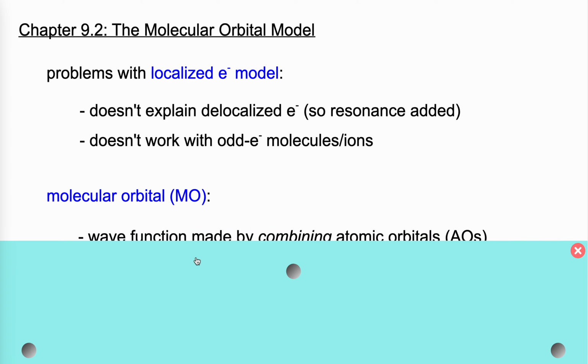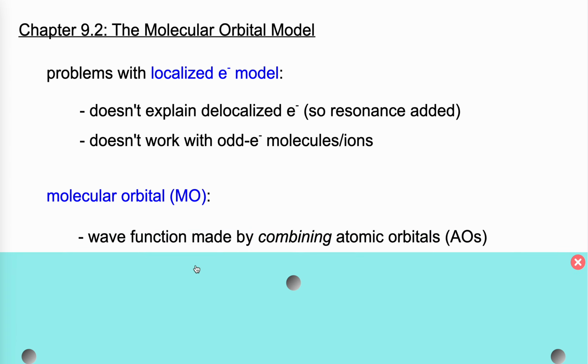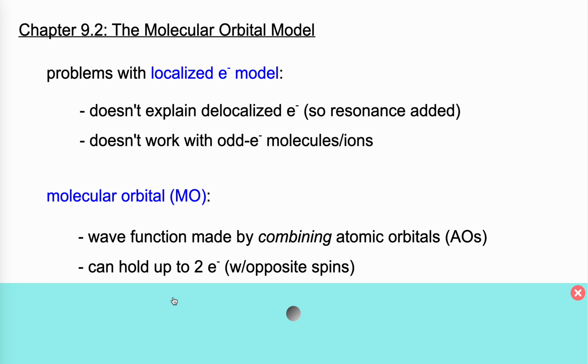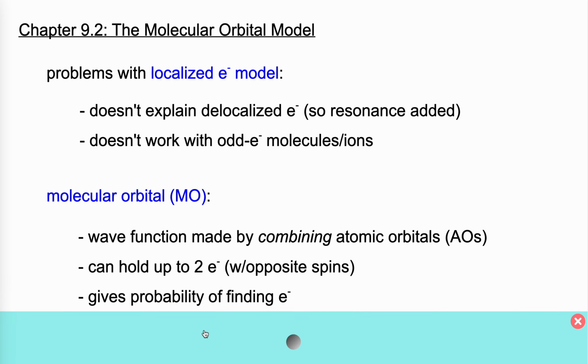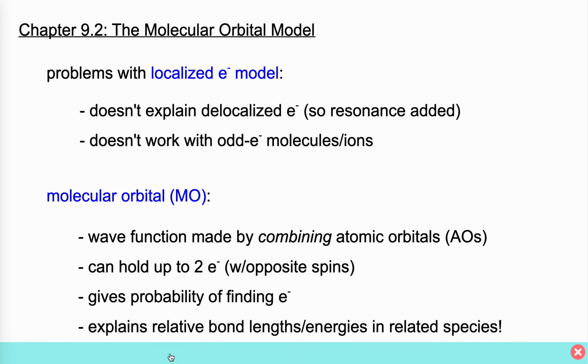A molecular orbital is a wave function, but it's made by combining atomic orbitals. Therefore, the molecular orbital spans the entire molecule, not just one atom in the molecule. Like an atomic orbital, a molecular orbital can hold up to 2 electrons, as long as they have opposite spins, according to the Pauli exclusion principle. And, like an atomic orbital, it gives the probability of finding the electron in a certain location.